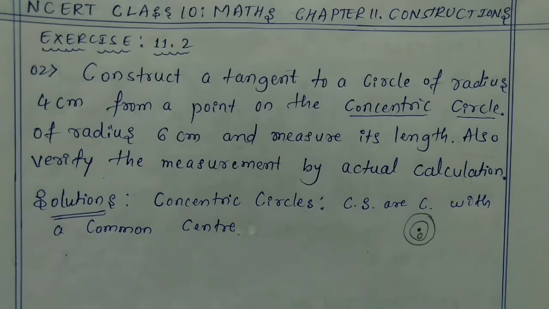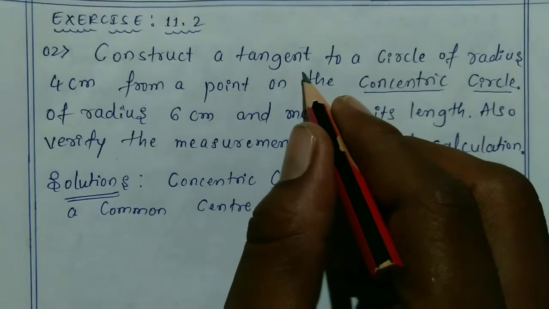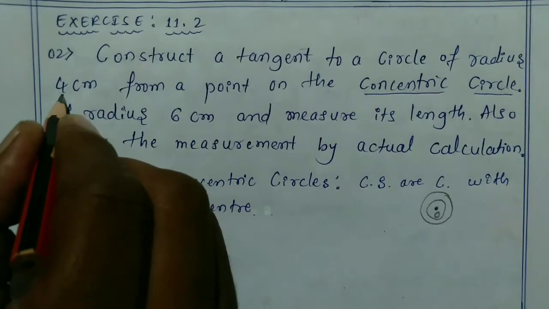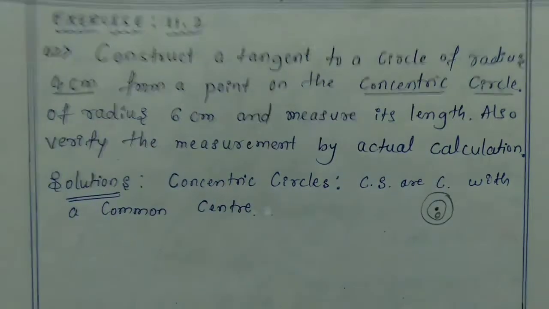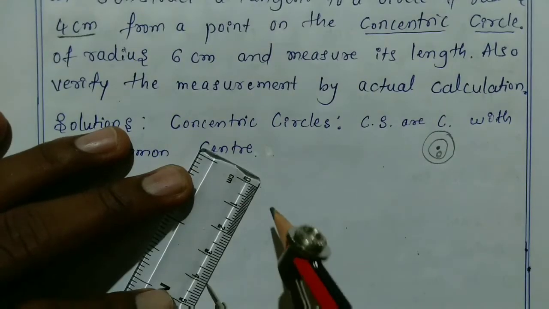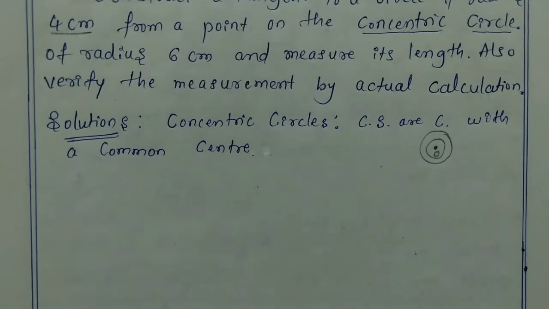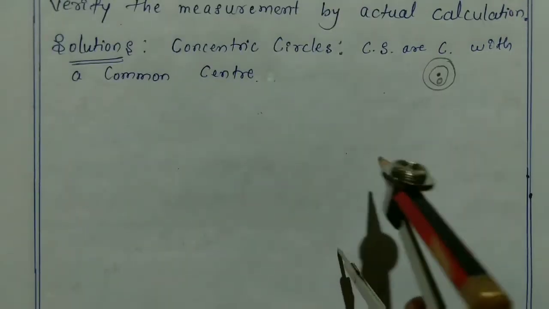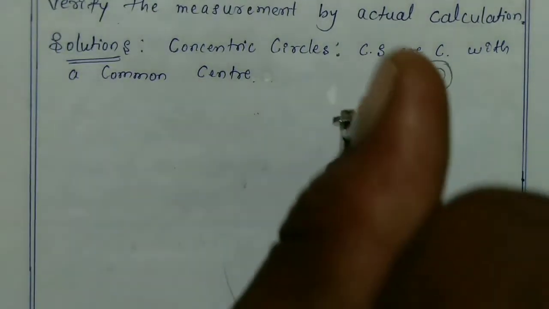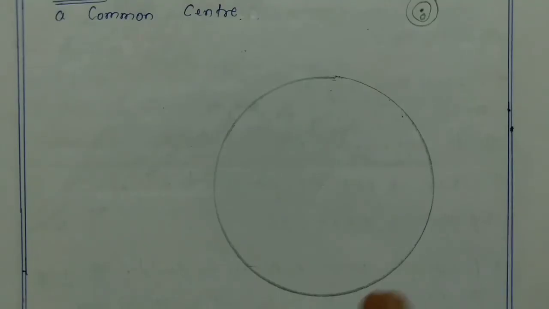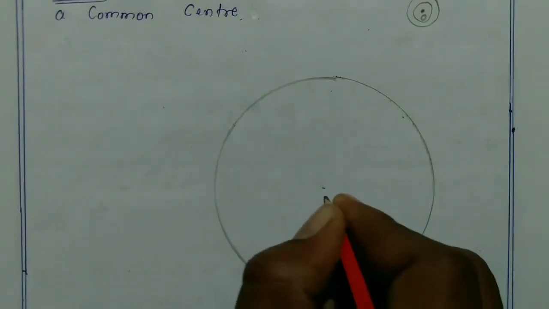Okay. So next I will construct here. In the question, construct a tangent to a circle of radius 4 centimeter. First you can draw a 4 centimeter radius circle. With the help of a compass, you can take 4 centimeter radius and keep it here. Then you can draw one circle. You can call this C1 circle. Its center is here. This is O.